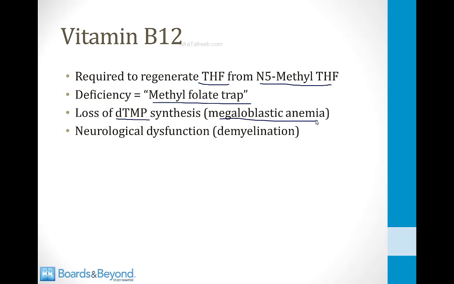One way you can distinguish a B12 deficiency from a folate deficiency is by looking for neurological dysfunction. When you're deficient in vitamin B12, there is a characteristic demyelination that occurs. And I talk about this in more detail in the neurology modules, but for our purposes here, just know that there is no neurological dysfunction associated with folate deficiency, but it is associated with B12 deficiency.